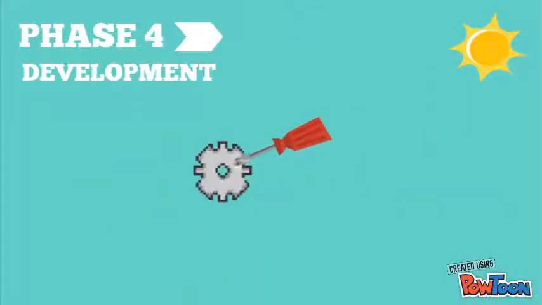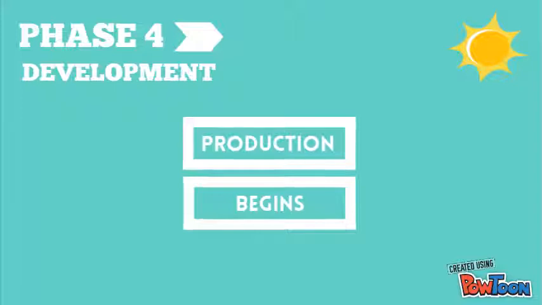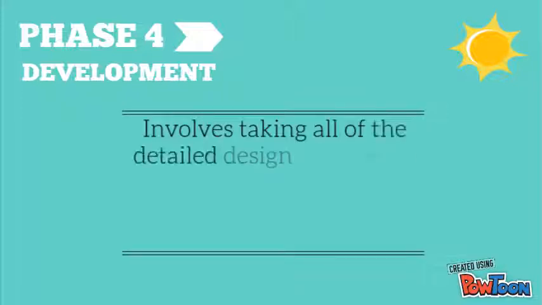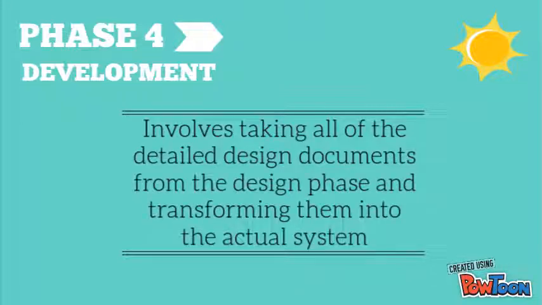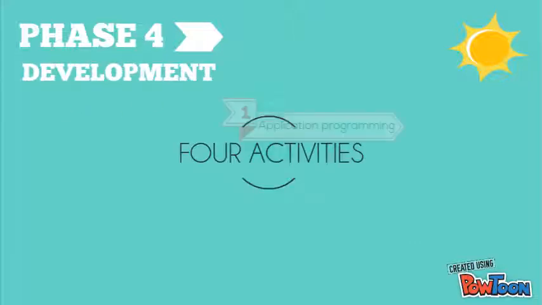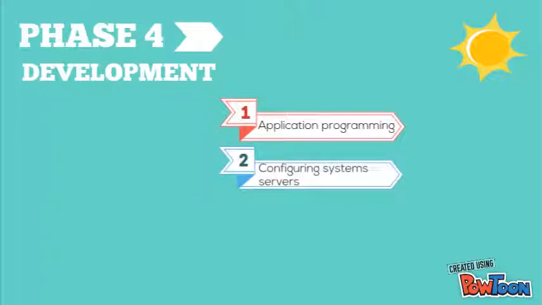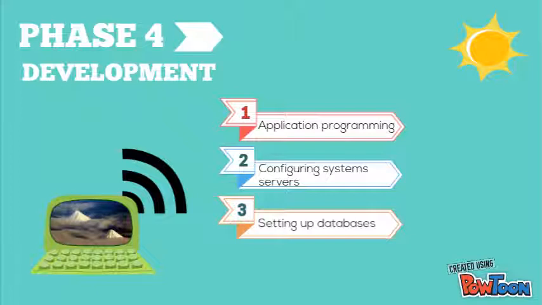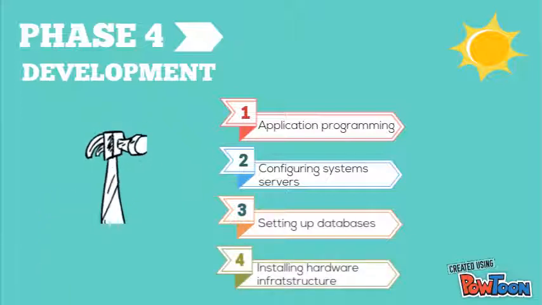The development phase marks the end of the initial section of the process. Additionally, this phase signifies the start of production and is characterized by installation and change. This involves taking all of the detailed design documents from the design phase and transforming them into the actual system. The development phase includes activities such as application programming, configuring systems servers, setting up databases, and lastly, installing hardware infrastructure like server machines, network cables, and sensors.